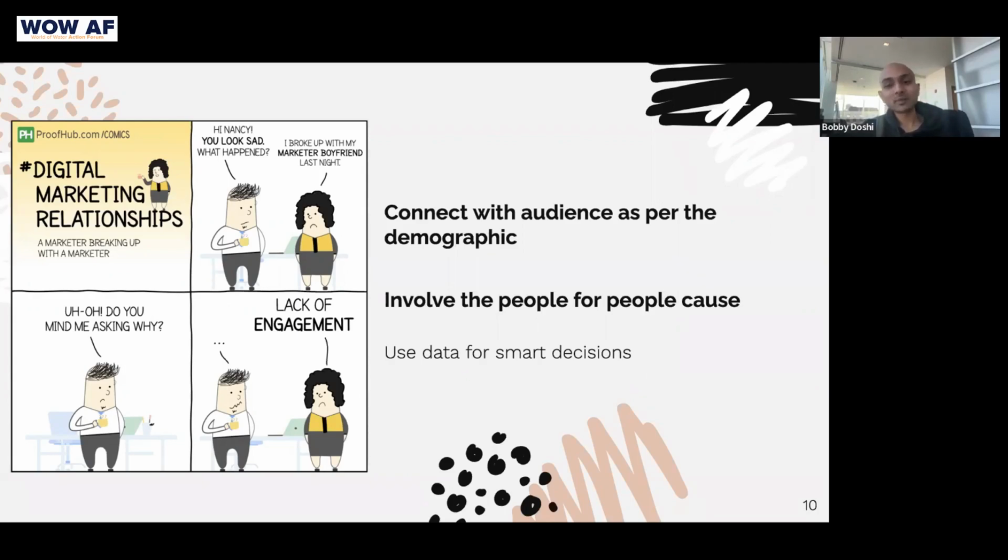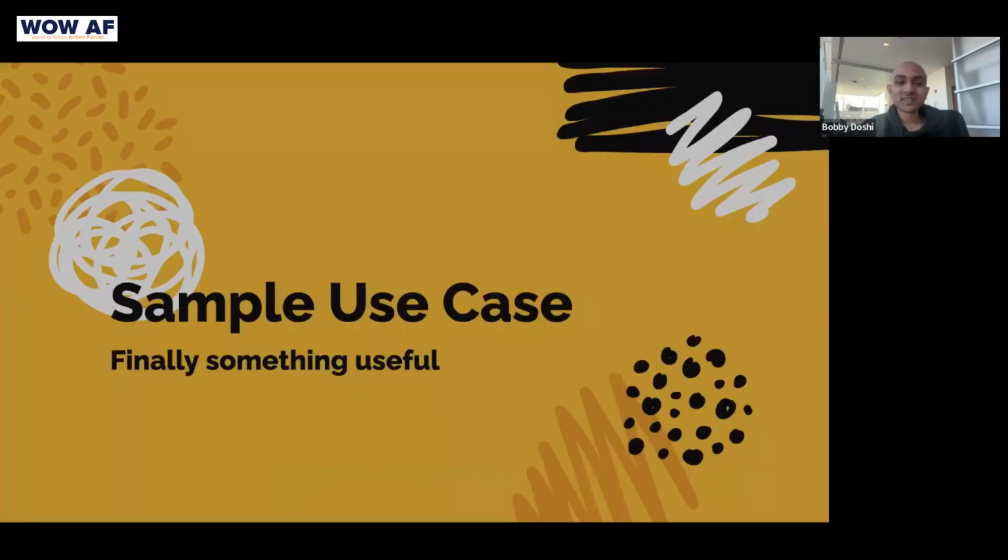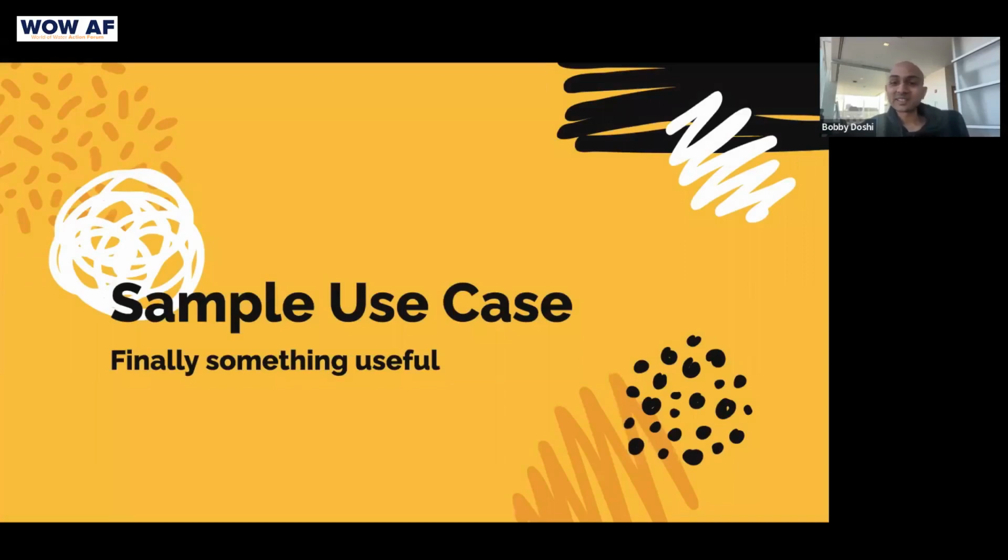So that's my second point. Involve people for the people's cause. We need to have simpler ways to bring decisions into the hands of the people. And the last point is use data for smart decisions. As my topic was data analytics and GIS data, I'm going to show how we can do that now. So a sample use case is finally what I was going to present.